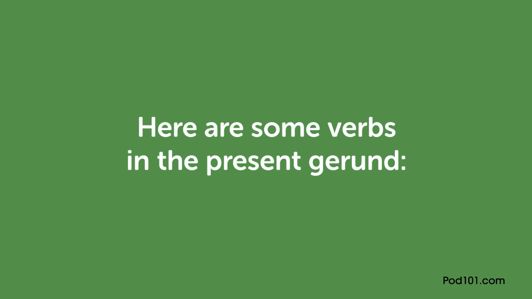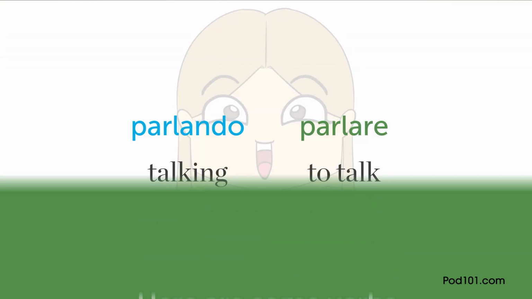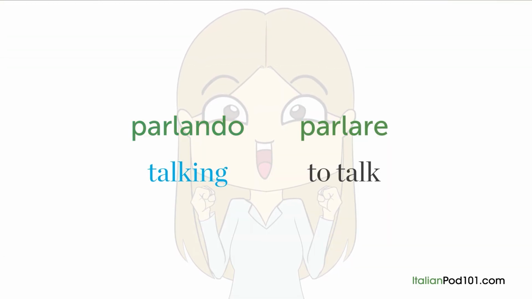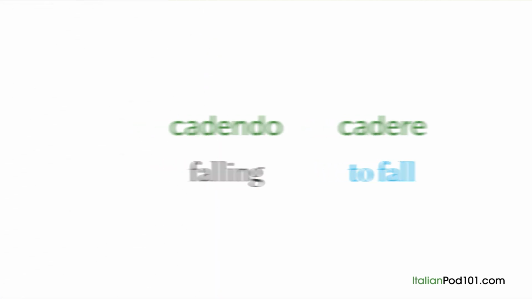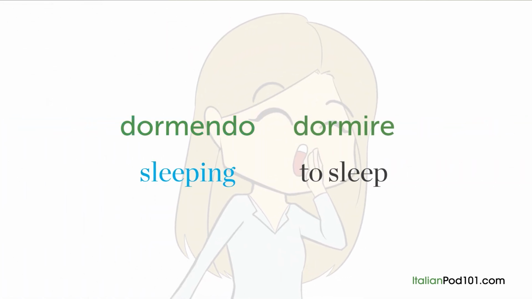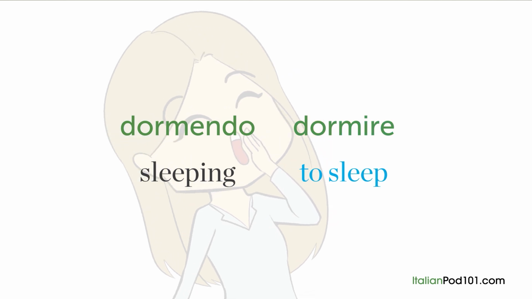Here are some verbs in the present gerund. Parlando, talking, from parlare, to talk. Cadendo, falling, from cadere, to fall. Dormendo, sleeping, from dormire, to sleep.